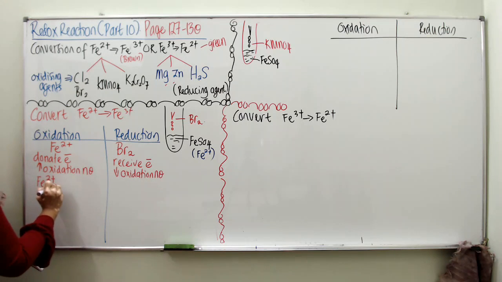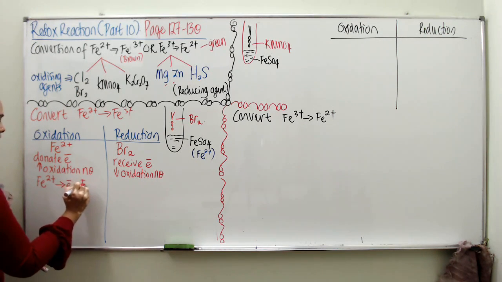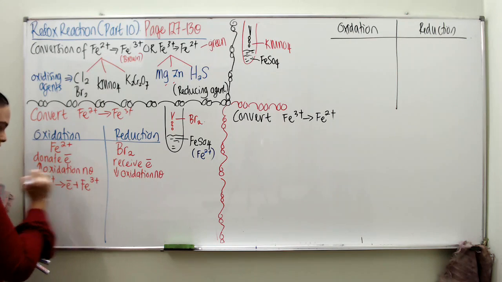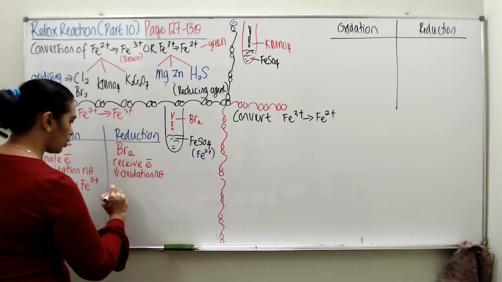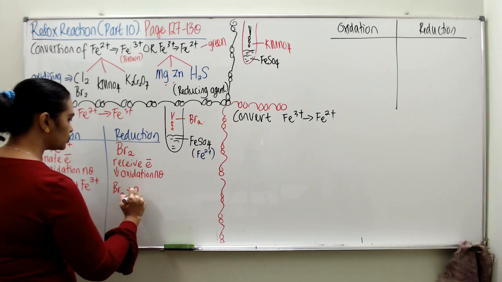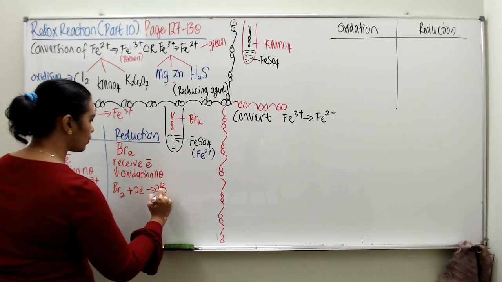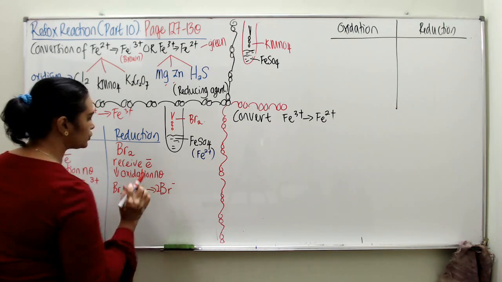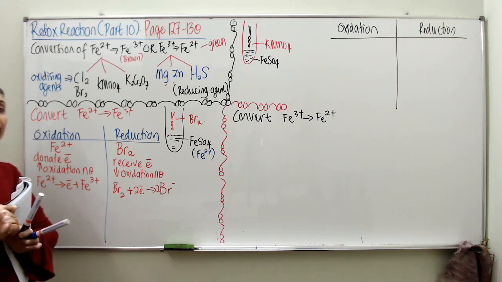Fe2+ will donate 1 electron to become Fe3+. So can you see? Donate electron. Now let's go to bromine. Bromine will receive 2 electrons to become 2 bromide ions. Okay, 2 bromide ions. Now let's look at the color.